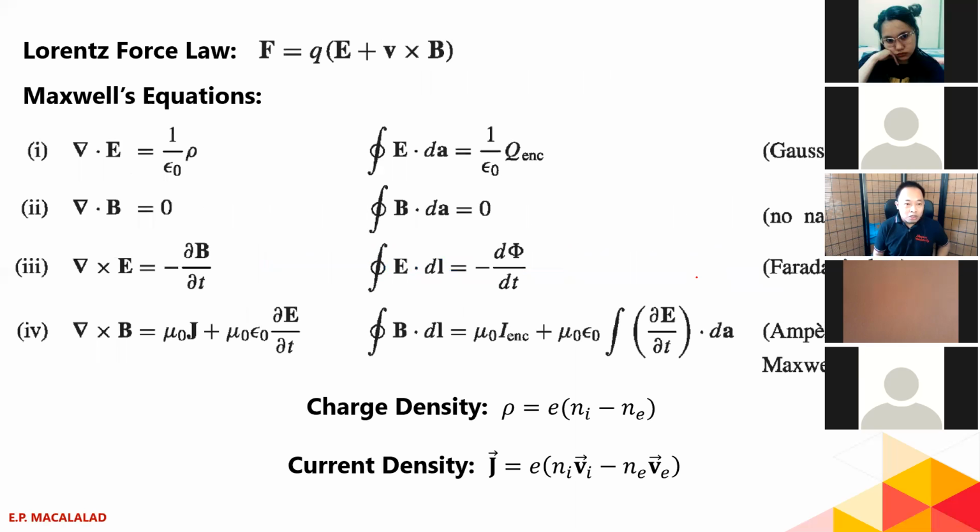Okay? So by the way, just a few last notes with this Maxwell equation. This is very important kasi this describes what happens, for example, if there's a geomagnetic storm.